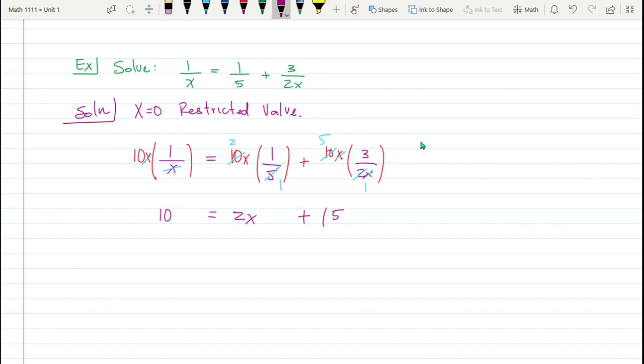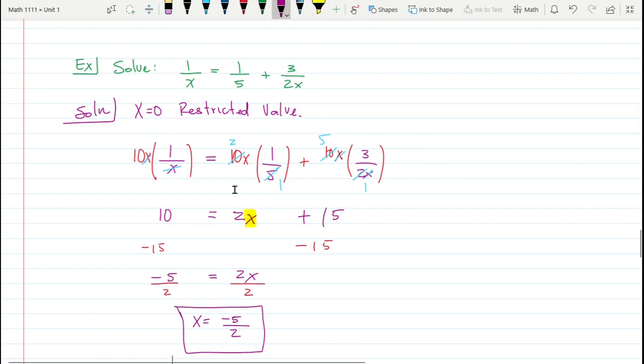Right? And so, let's not lose track of what we're solving for. We're still solving for x. So we'll move this 15 to the other side. And so we have negative 5 equals 2x. And if we divide both sides by 2, we have that x is equal to negative 5 over 2. And as long as that solution doesn't equal 0, we're good, right?